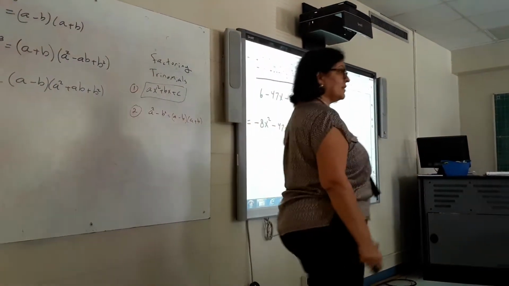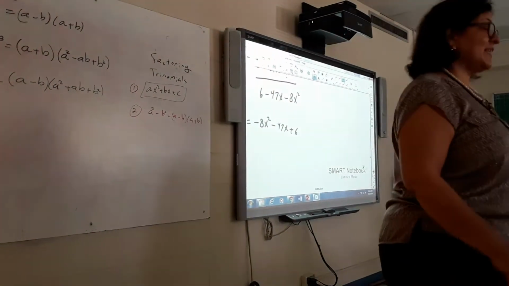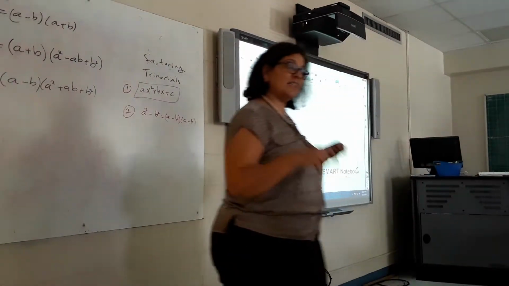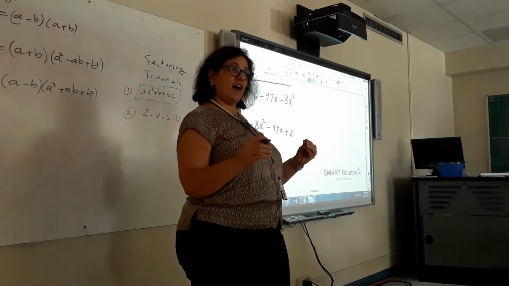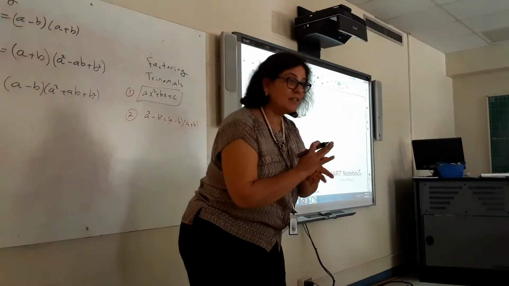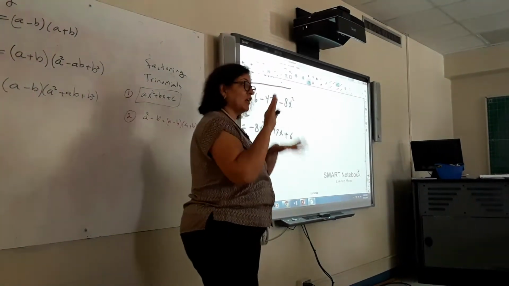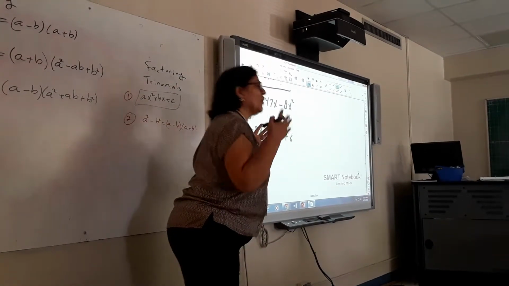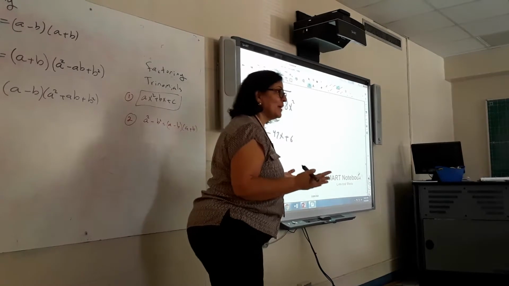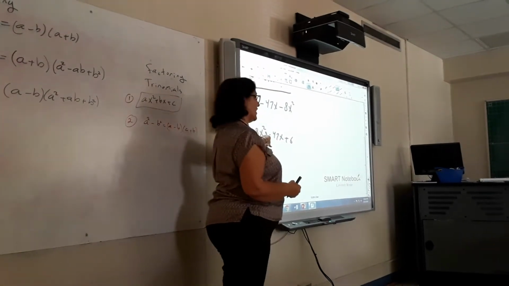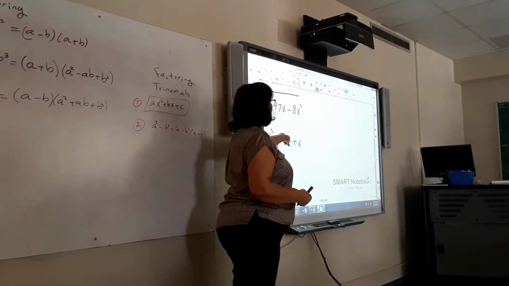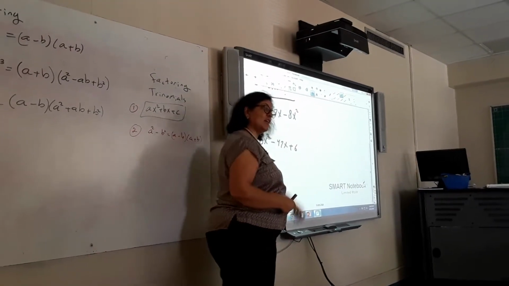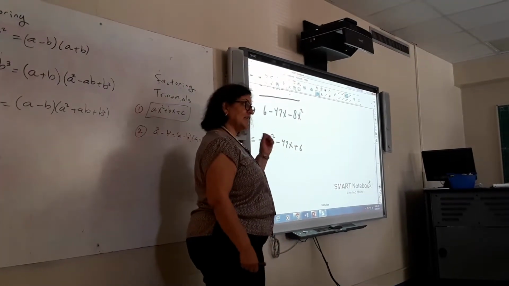Going down the stairs is easier, so you write them in descending order. Remember this, right? Going down the stairs is easier, so you will rewrite the polynomial in descending order. Order of what? The exponents, right? 2, 1, and the constant, or the degree is 0. This is the descending order.